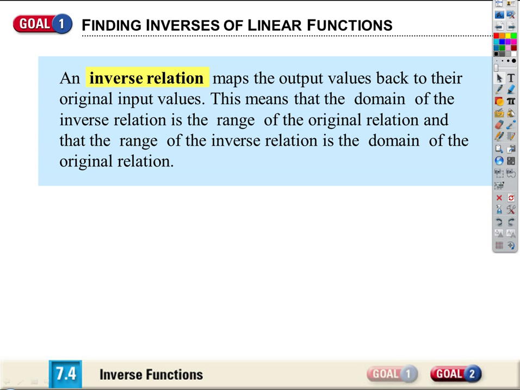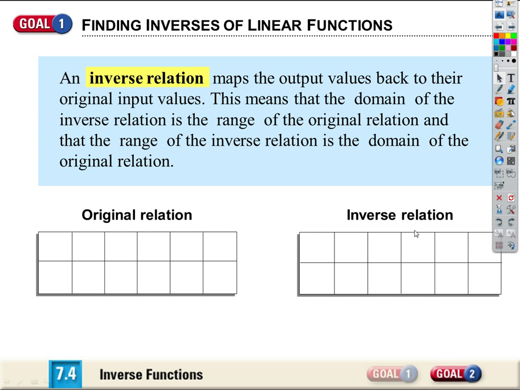Now, an inverse relation maps the output values back to their original input values. So this means that the domain of the inverse relation is the range of the original and vice versa. So we're just flipping the domain and the range. If I start off with some relation and I want to find its inverse, all I'm essentially doing is taking the x and y values from the original relation and just flipping them. So the x values become the y values and the y values become the x values. Okay, so we can see that like this.